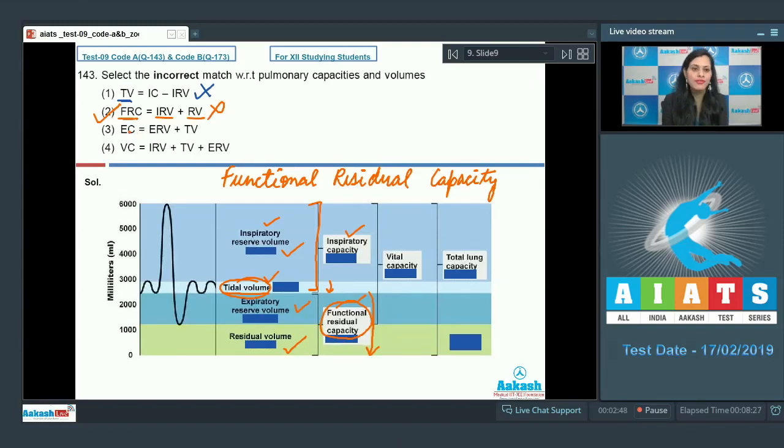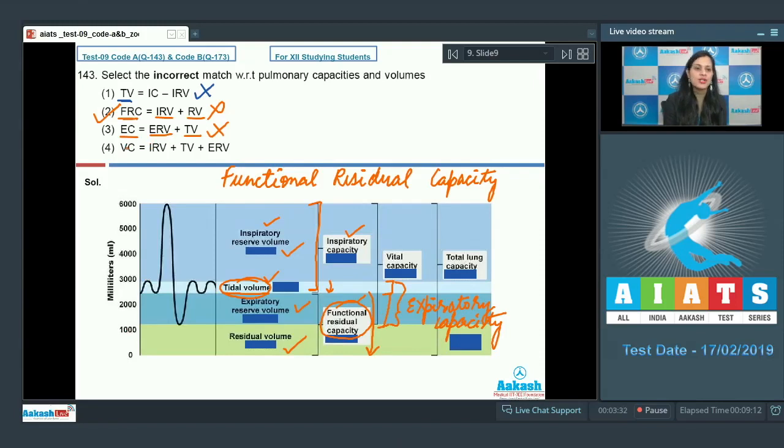The next option given is EC is equivalent to ERV plus TV. And as it is a correct match, so this cannot be a correct answer to our question because expiratory capacity is equivalent to expiratory reserve volume plus tidal volume. As you can see here, this is expiratory capacity, which is equivalent to tidal volume plus expiratory reserve volume.